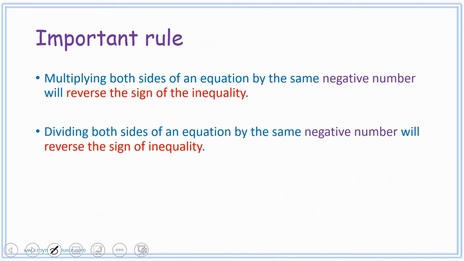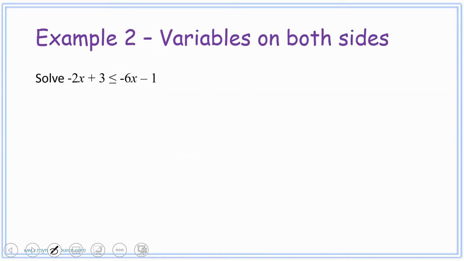We'll recap on that. That multiplying both sides of an inequality by the same negative number will reverse the sign of the inequality. And the same goes with dividing. If you divide both sides by a negative, then you will reverse the sign of the inequality. All right, so let's go ahead and try some other examples. What happens when we get variables on both sides of an inequality? Well, we can do either or.